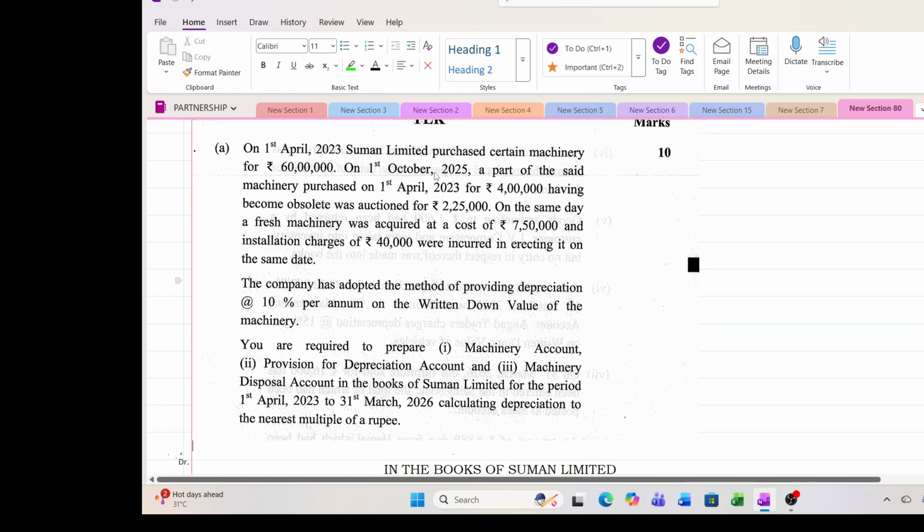on 1/4/23 for 60 lakh, and in October the part of machinery which was purchased in April has become obsolete and it was auctioned. On the same day, a new machinery was also acquired, and there were some installation charges. And the company is providing depreciation at the rate of 10% per annum WDV method.